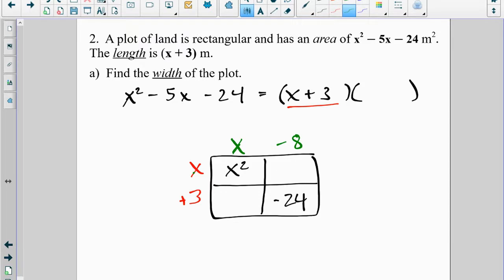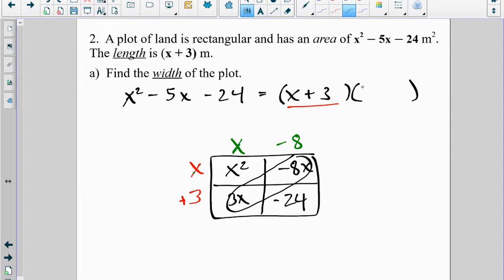Now we just need to finish it off and make sure that the rest of it works with our area model. X times negative 8 is negative 8x, goes in the top right. The bottom left-hand corner, we're taking 3 times x, which is positive 3x. And when we add those together, we get negative 5x like we were supposed to, the middle term in our area.